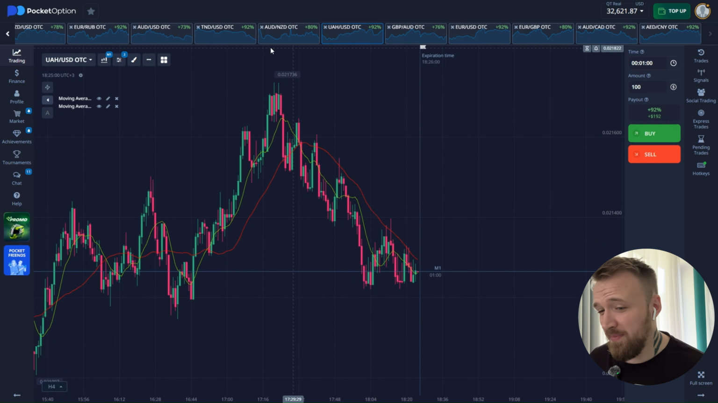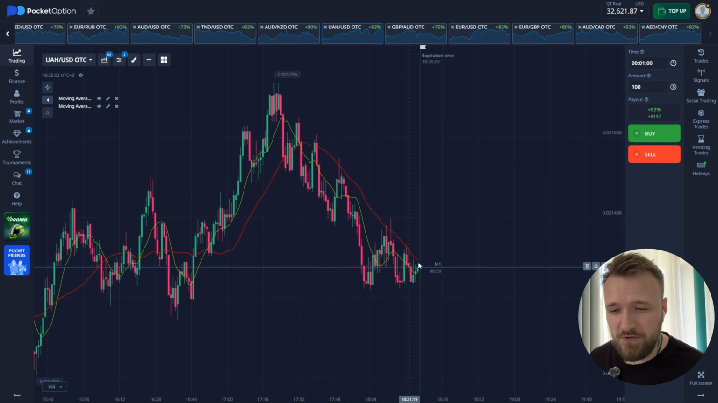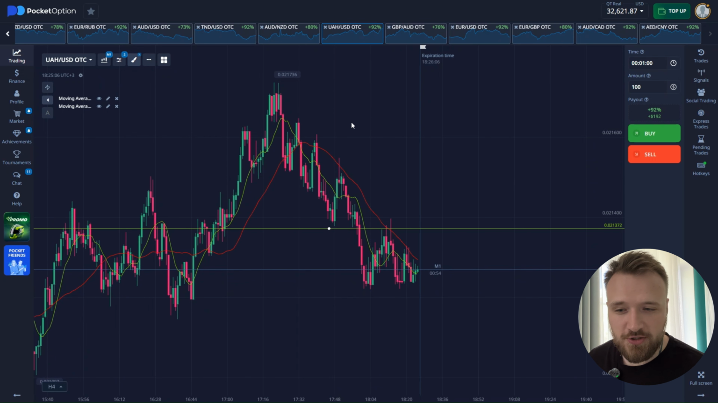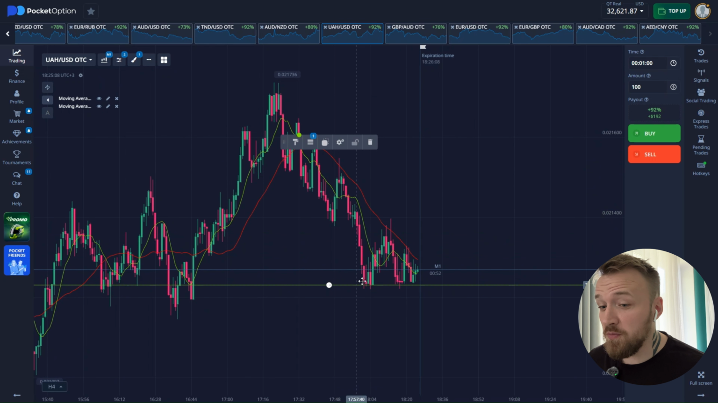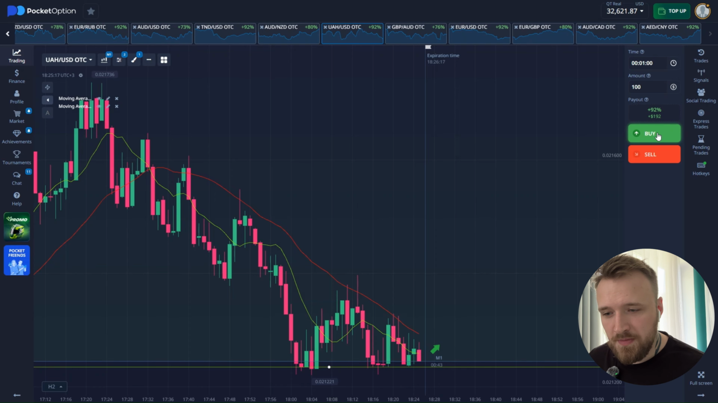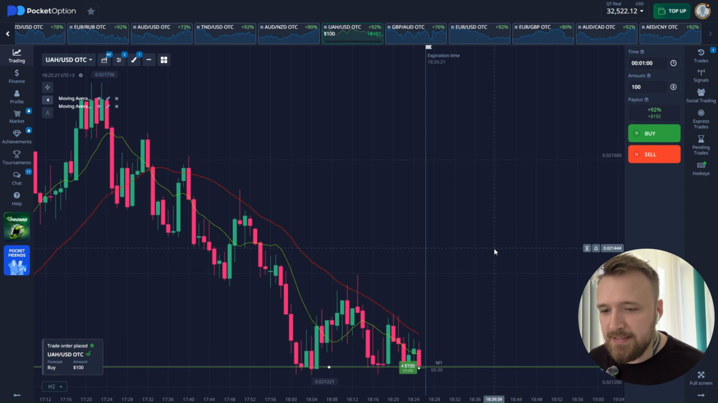Right here, there might be a reversal, but for now, the moving averages aren't even trying. Actually, I was kidding. They're trying to reverse. We have a support zone right here. Notice the lower candle shadow, buying pressure. We open a long position from the support zone.